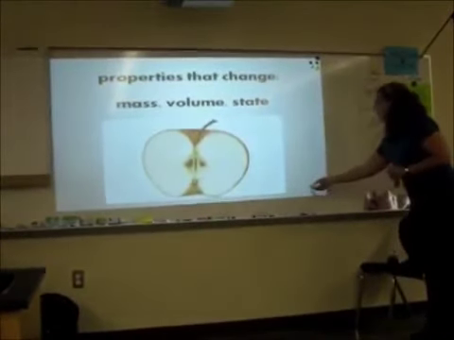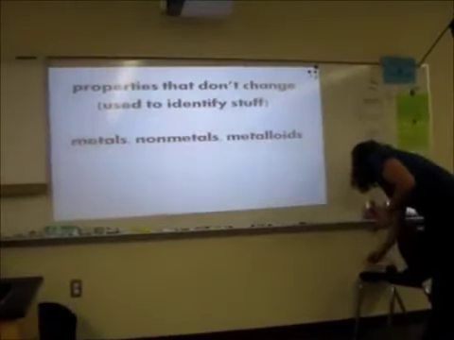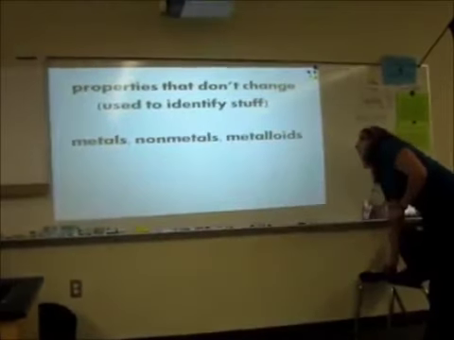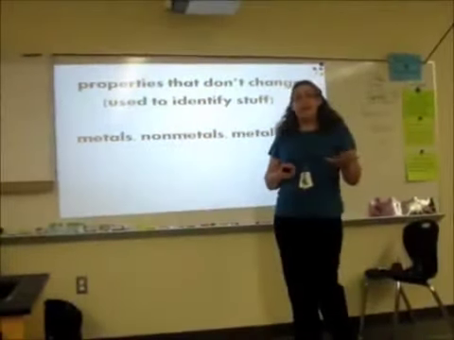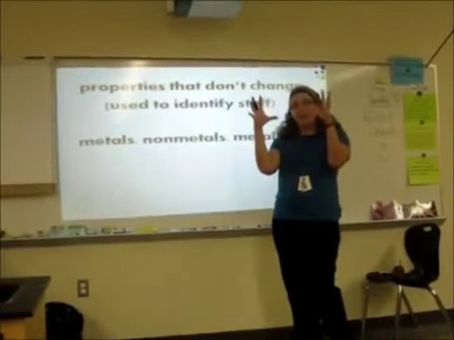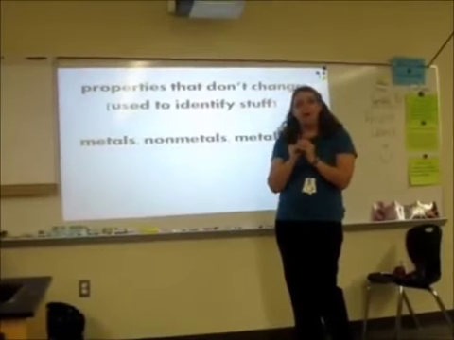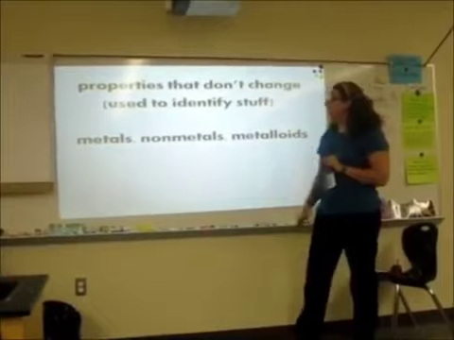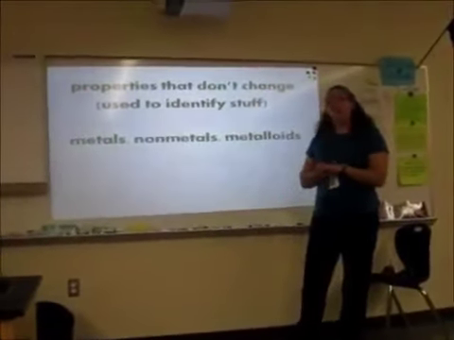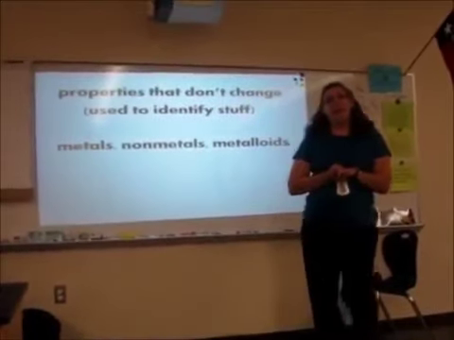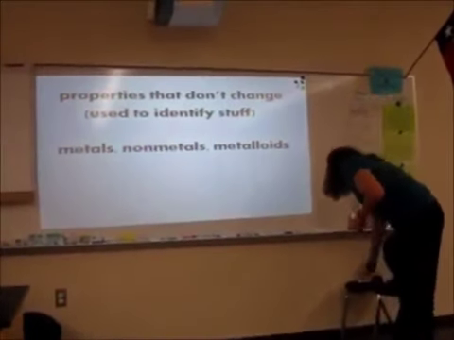But there are also properties that don't change. And the important thing about these properties is they always stay the same. No matter if you have a big piece of that sample or you have a small piece, they always stay the same. So one of the things we're going to look at is properties of metals, nonmetals, and metalloids, how you can identify what sort of object you have.